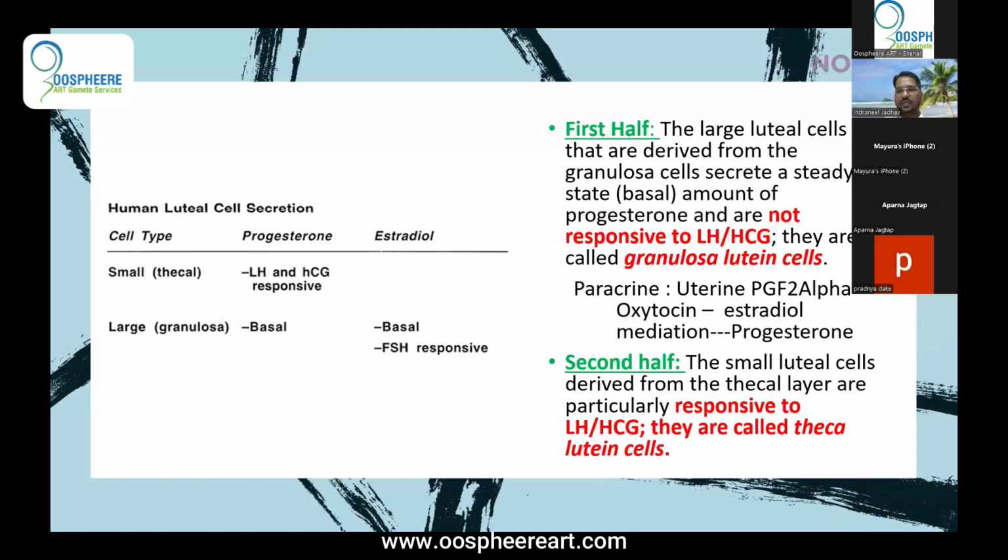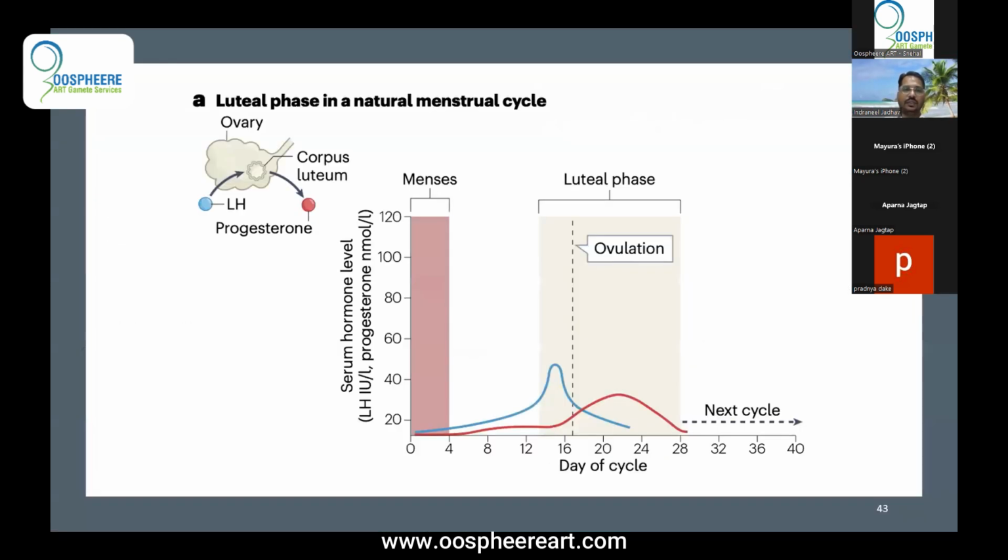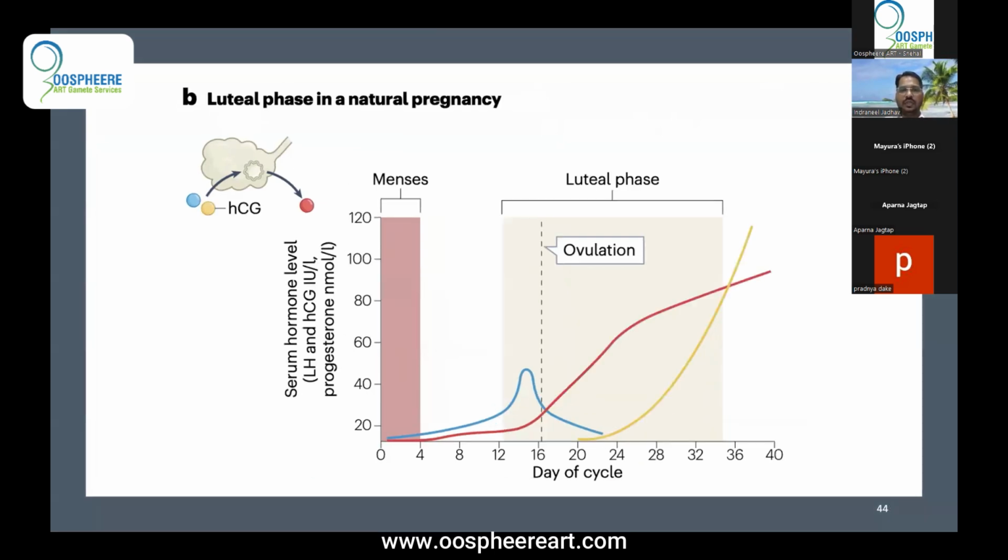So what happens actually, there are two cells. One is granulosa lutein cells, which are not responsive to LH or HCG, and in the second half they are responsive to LH or HCG. These are theca lutein cells. So in a normal menstrual cycle, if we see, there is an LH surge followed by progesterone secretion from the corpus luteum. So in natural pregnancies, this progesterone will keep on continuing. HCG will slowly come from the implanting blastocyst, and in this way, the LH surge will drop down over time.